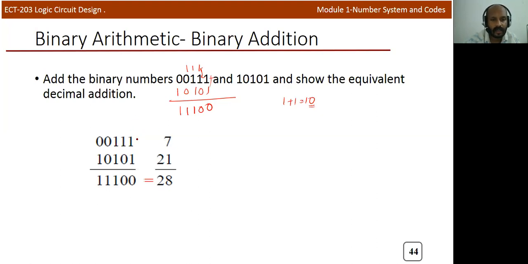One more thing, you can try the same thing in decimal also to verify whether the result is correct. We need to identify the corresponding decimal values 1, 2, 4, 8, 16. The first value is 4 plus 2 plus 1, which is 7. Now it is 16 plus 4 plus 1. 16 plus 4 is 20 plus 1, so you will get 21. And finally you can check that it's 16 plus 8, it's 24 plus 4, 28. So you are getting 28, which is the correct answer. So this is binary addition by using the basic rule.